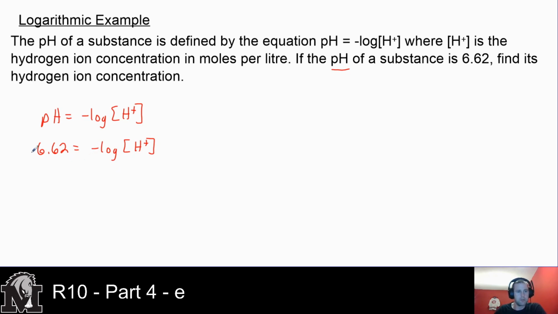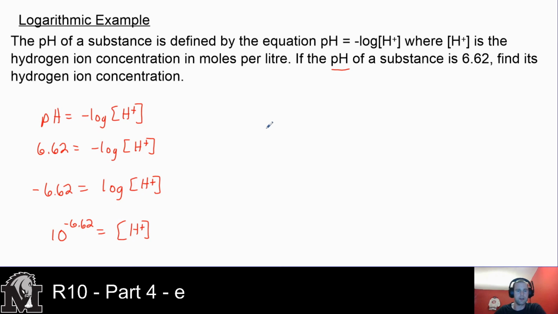So let's just move the negative to the other side. So we're going to multiply both sides by -1. So negative 6.62 is equal to log of the hydrogen ion concentration. And then we're going to put this into exponential form. So the base of the common log is 10. So we get 10 to the power negative 6.62 is equal to our hydrogen ion concentration.